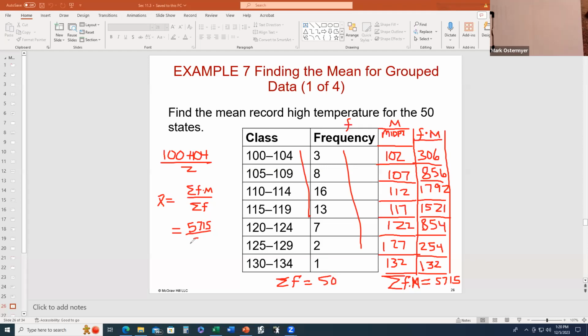There we go, ladies and gentlemen. We take 5,715 divided by 50, and we have the average or the mean of this grouped data set. It's called a weighted average. 114.3 would be the weighted mean for this grouped data. And you can see that 114.3 is kind of in between these two classes. Do you agree? It looks like literally the physical middle of your classes. That looks about right.